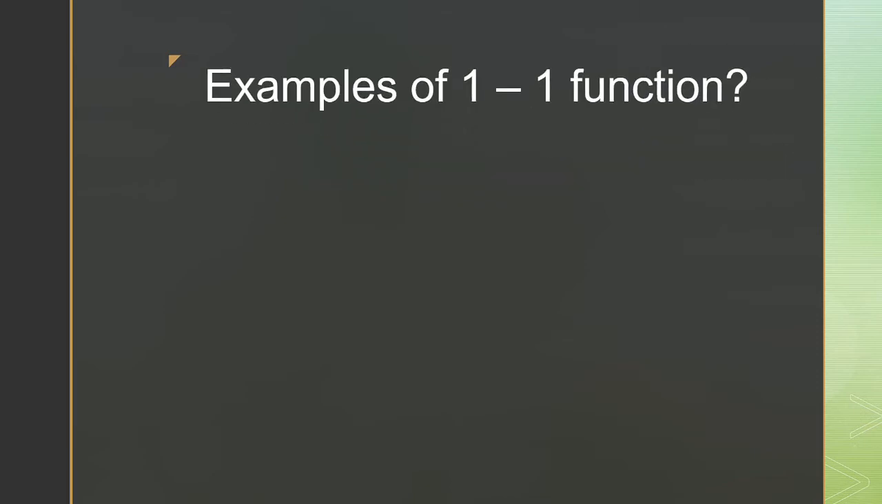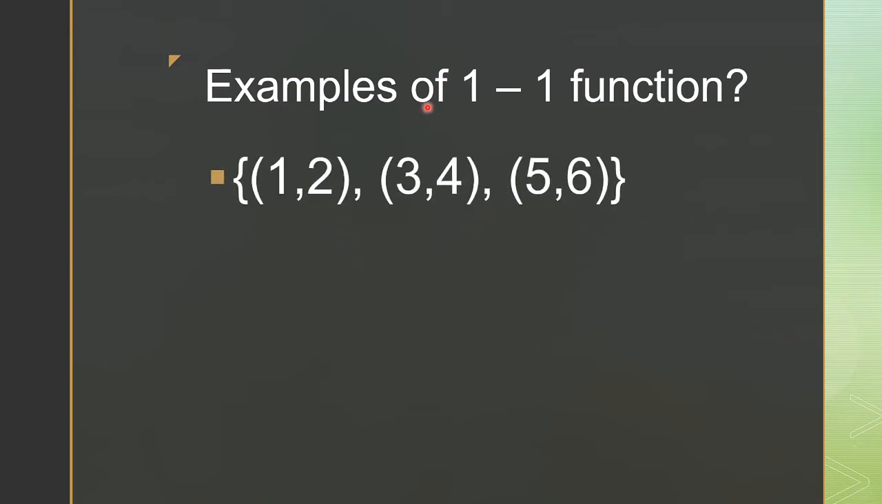So okay, let's have the examples of one-to-one function. Okay, number 1, we have the set of numbers. We have 1, 2, 3, 4, then 5, 6. So this example is a one-to-one function. It is because walang nauulit na x values and wala ring nauulit na y values. So meaning to say, yung x and y values are unique dahil wala siyang nauulit na numbers in x values and then in y values.